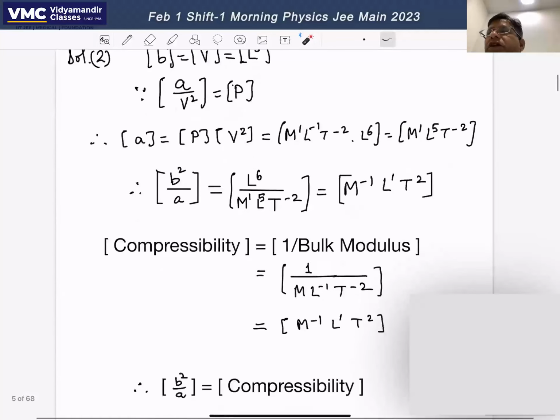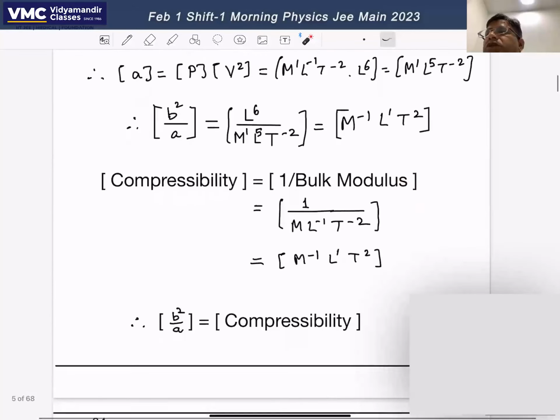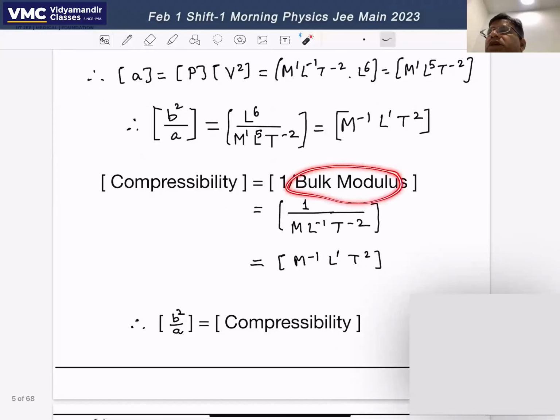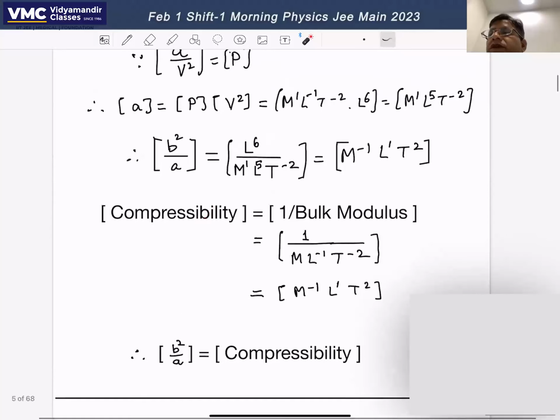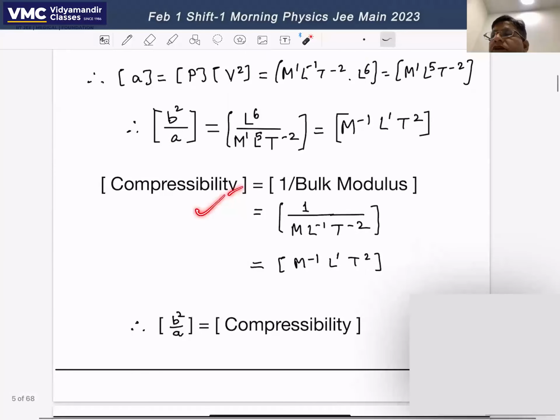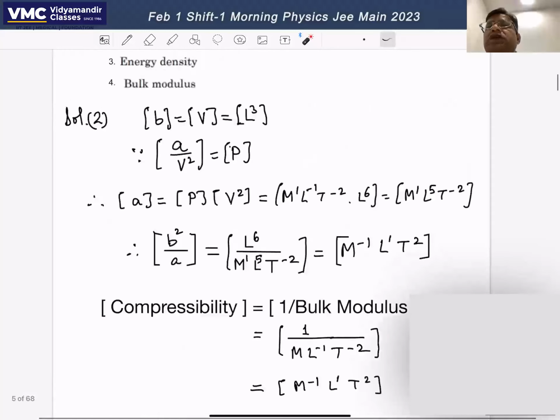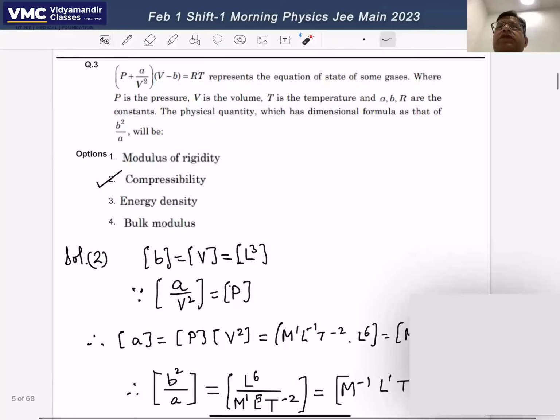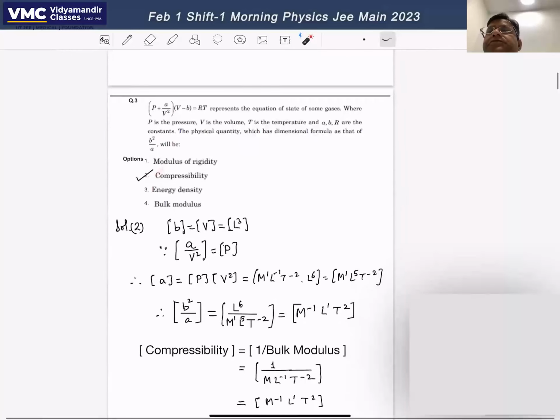Now compressibility is defined as the reciprocal of bulk modulus, and the dimension of bulk modulus is the same as that of pressure, that is M L minus 1 T minus 2. So from here, the dimension of compressibility will be M minus 1 L1 T square. We see that the dimension of B square by A and the dimension of compressibility are equal. That's why option 2 will be correct.